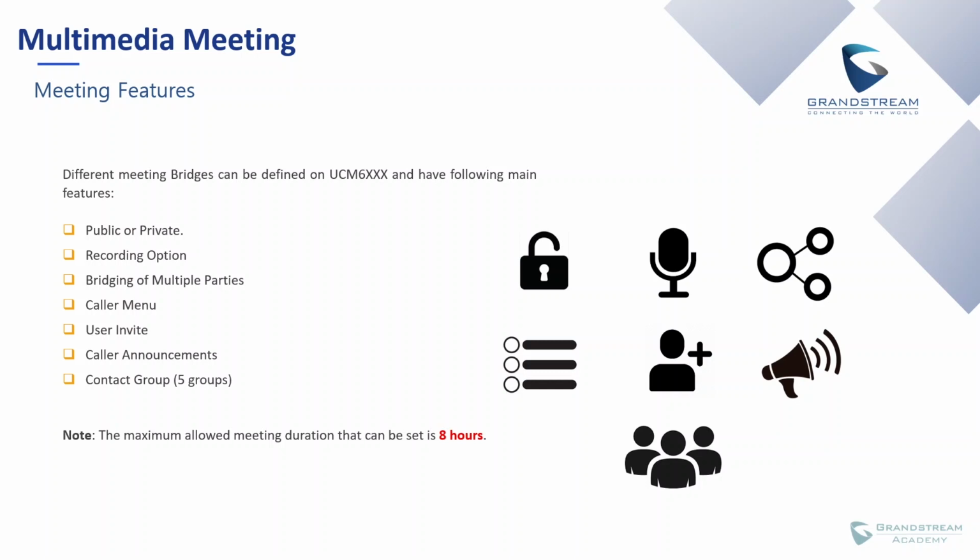be required anymore. For recording option, users can enable auto record option to automatically record the meeting in a WAV format file. 8 hours is the maximum duration of a meeting hosted through the UCM. Bridging multiple meetings, which we have explained in the previous slide. Caller menu. If enabled, the meeting participants could press the star key to access the meeting room menu.